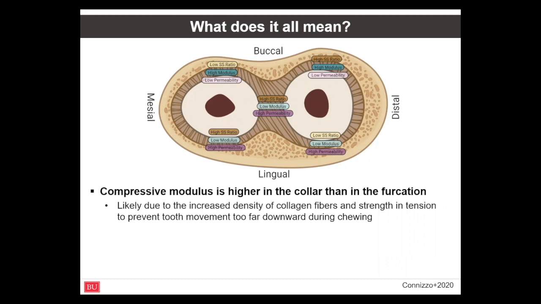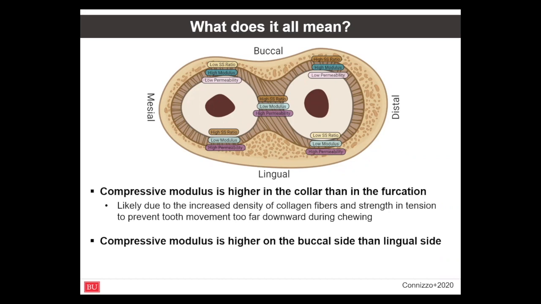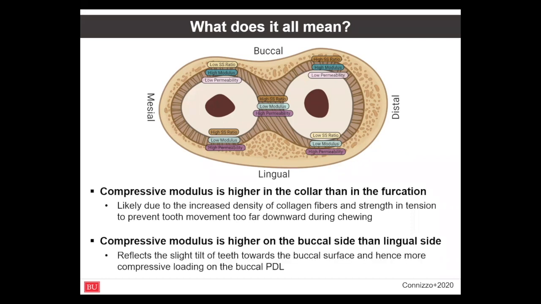Interestingly, we found that the compressive modulus was higher on the buccal side than the lingual side. And this has really not been found by any other mechanical study before, but it actually makes sense. So there is a slight tilt of your teeth towards the buccal surface. And so this naturally creates more compressive loading on the buccal side. And so it does actually make sense that the modulus would be higher on the buccal side. And it was nice to see that our mechanical evaluation, which was totally unbiased, actually represented the loading environment that you would expect in the mouth.